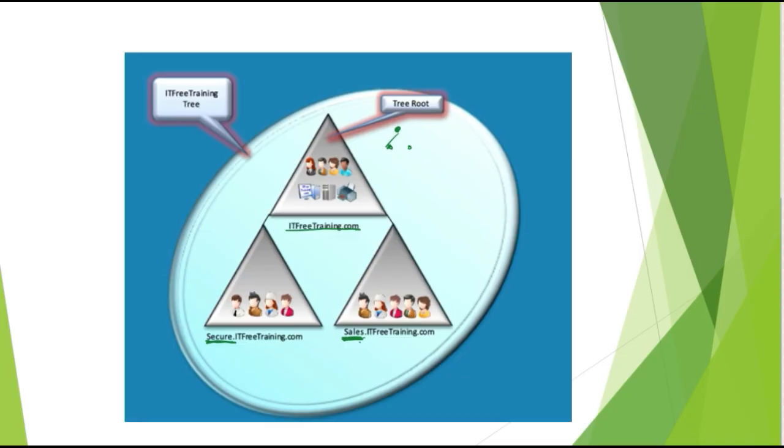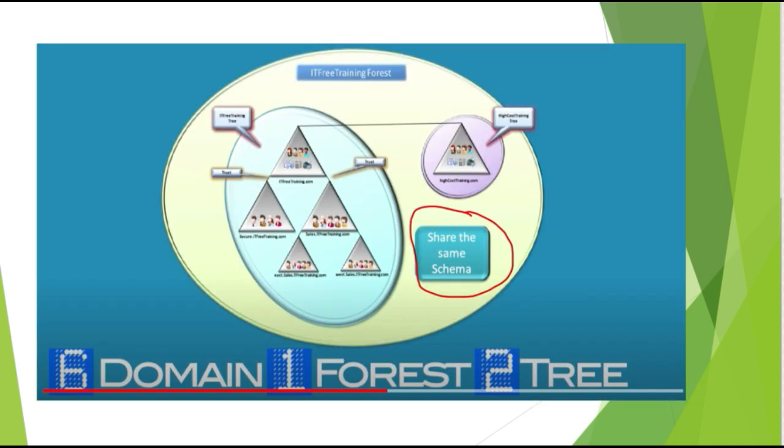Then we had one department, which is secure.itfreetraining.com. So that is one tree. Next, we can expand our forest by expanding or creating another tree, which is sales.itfreetraining.com. So let's say this company or organization has scaled into multiple branches.